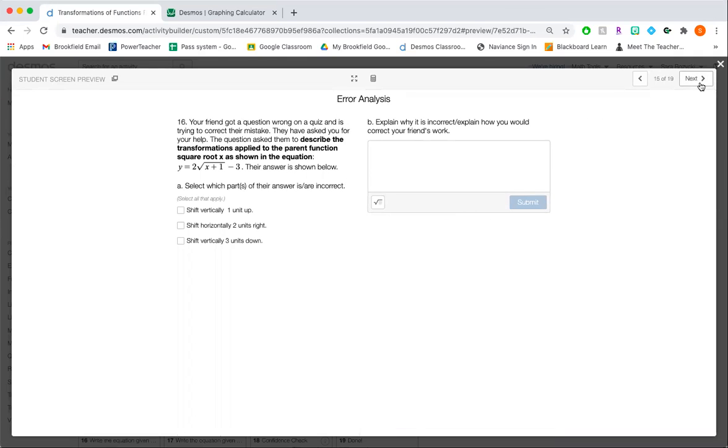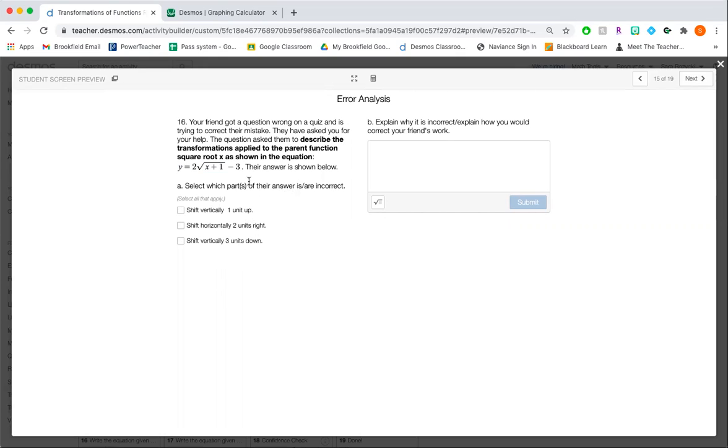Here, there are some error analysis. So it says your friend got a question wrong on a quiz and is trying to correct their mistake. They've asked you for help. The question asked them to describe the transformation applied to the parent function square root x as shown in the equation. So this is the proper equation. And then it says their answer is shown below. So your friend says that this is shifted up 1, horizontal 2, and vertically shifted down 3.